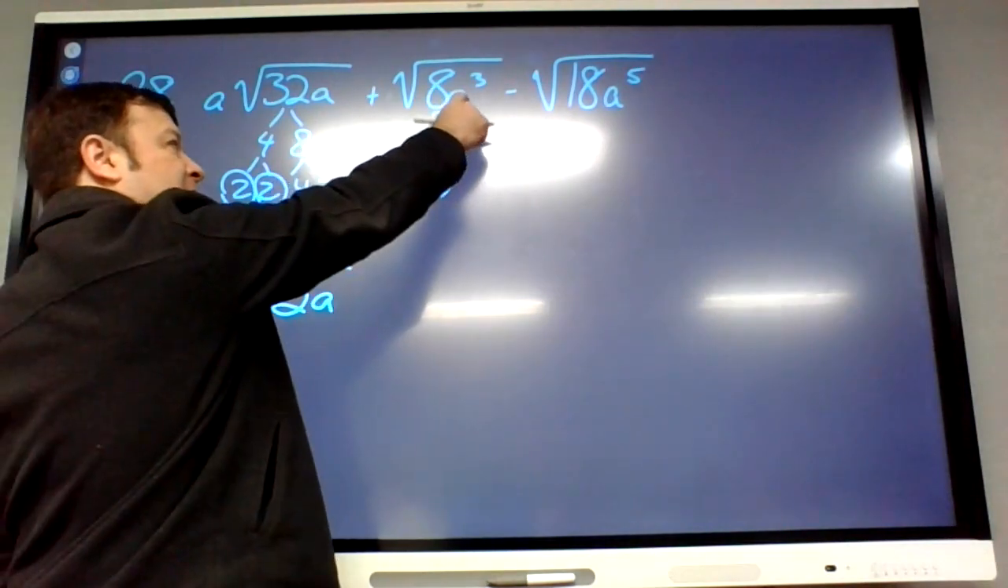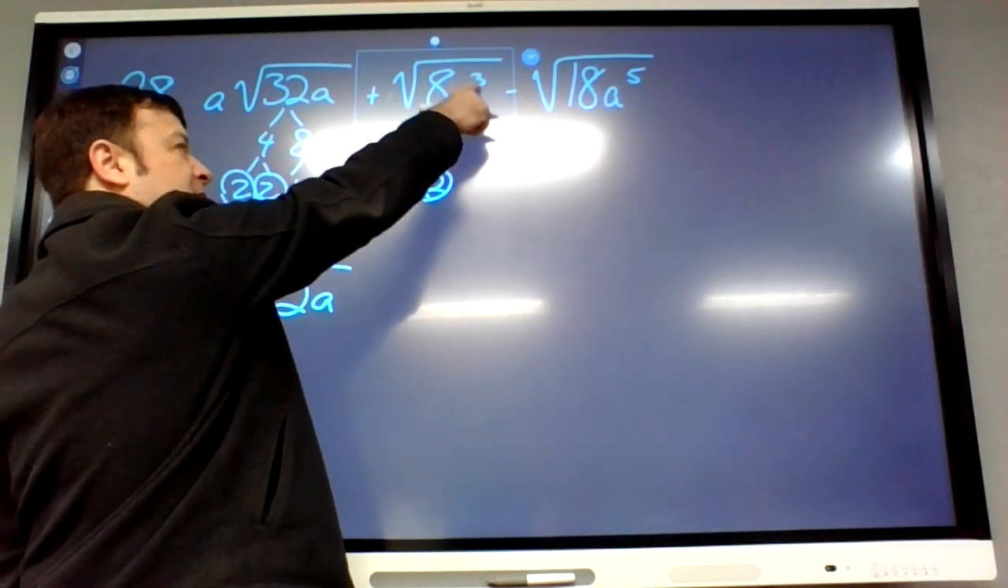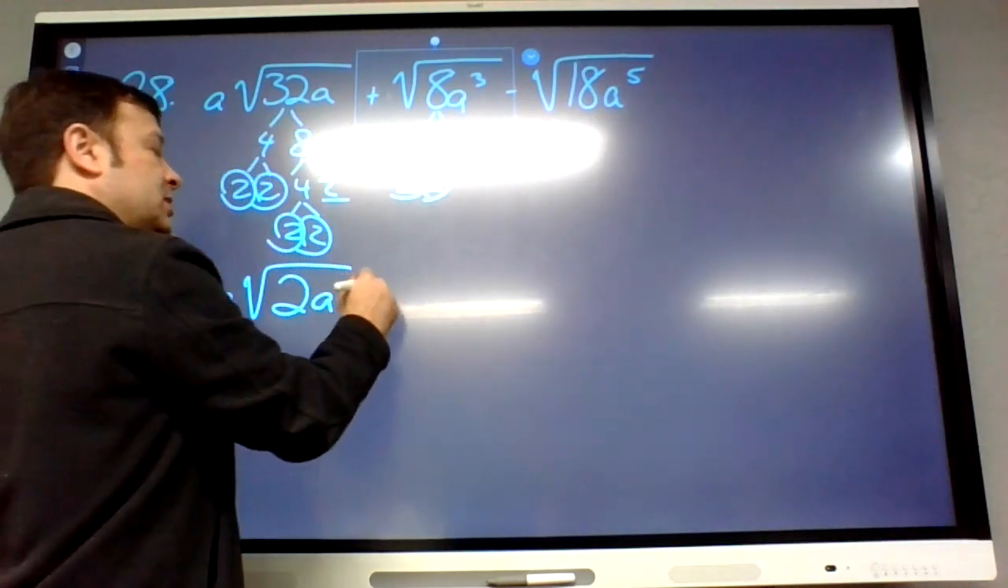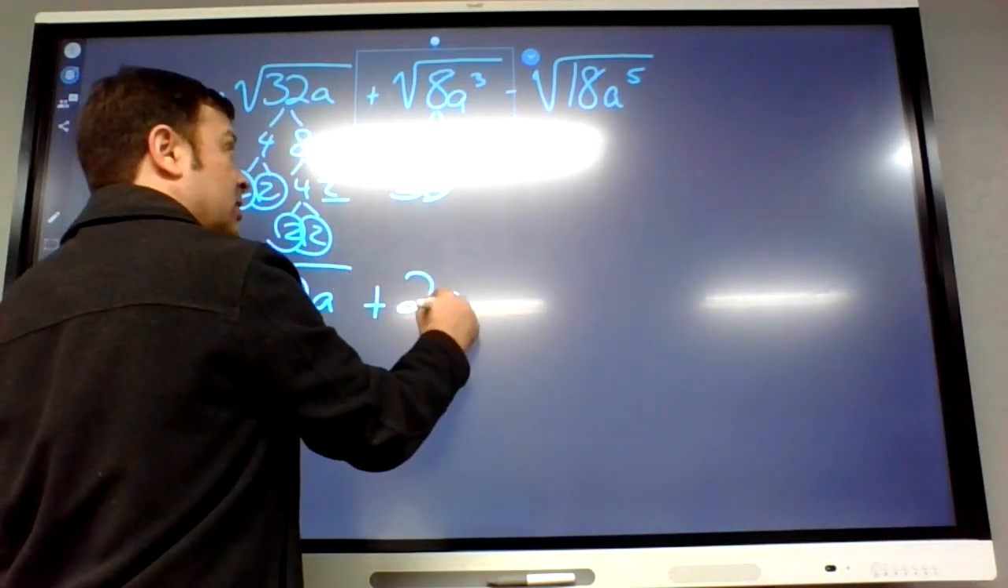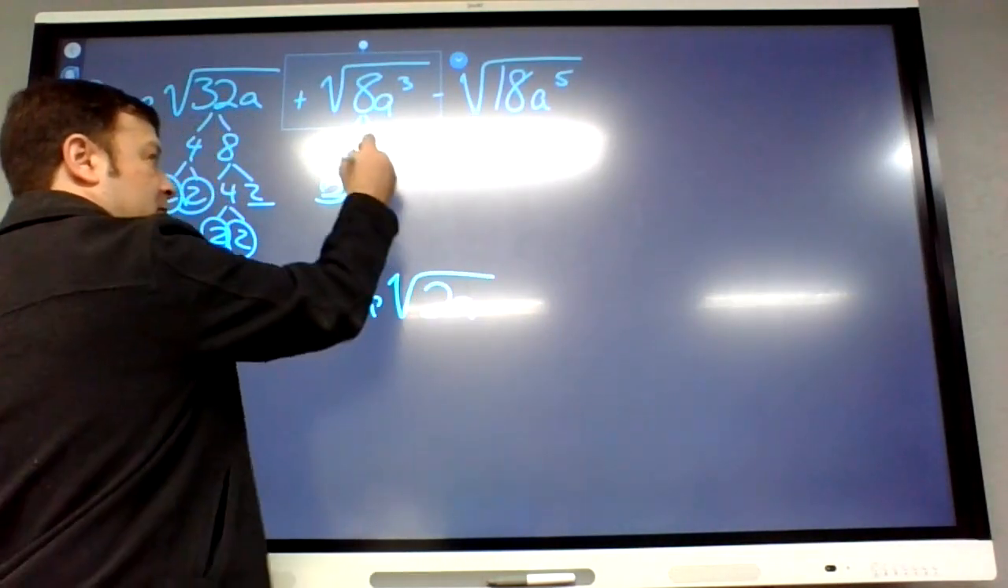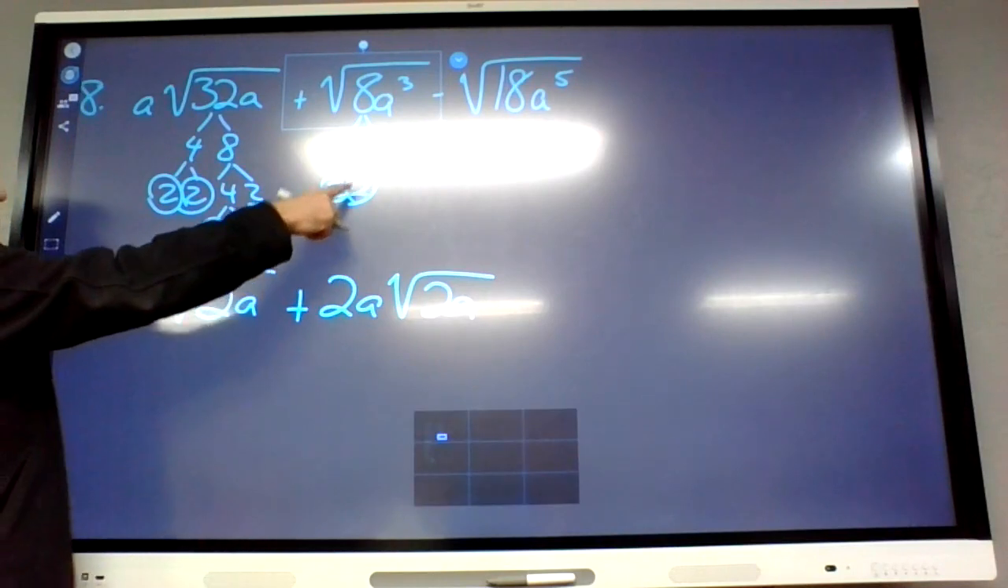Also, on the a's, there's enough to actually divide this. It's 3 divided by 2. That's 1 with the remainder 1. So 1 a comes out. All right. One a is left behind. Also, a 2 comes out and a 2 is left behind.